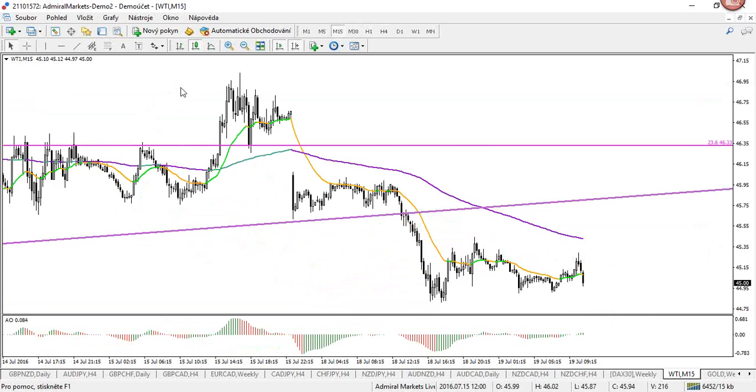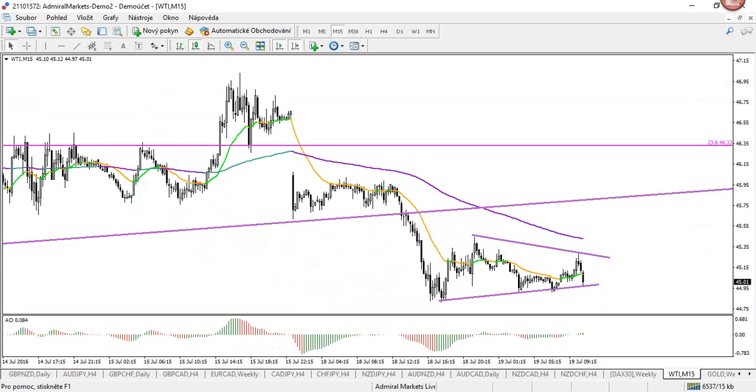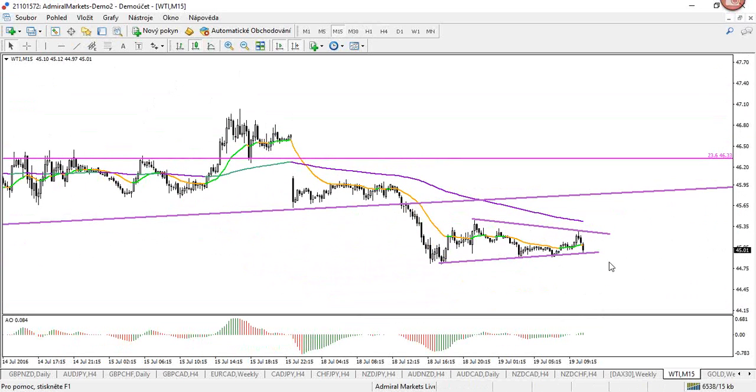And it's making kind of a mini bear flag, just like the pound actually, or triangle. So a break of that triangle could see a fall down to the 38.2 fib.